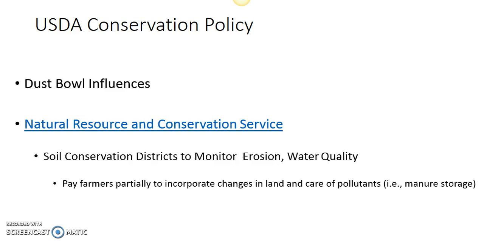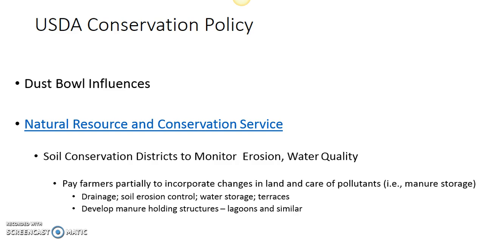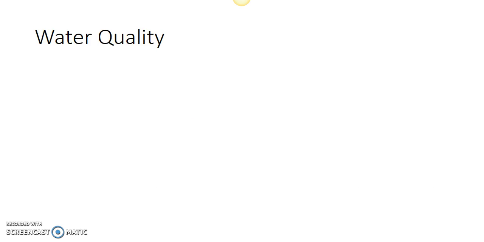Anytime there's a cost sharing arrangement, farmers are going to have to do some other things because these are coupled together. As we noted, drainage, soil erosion, water storage, and terraces are all coupled activities with funding that comes from the government.